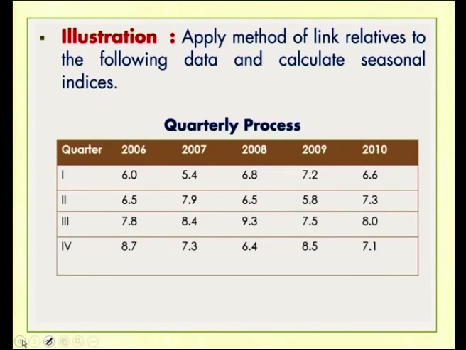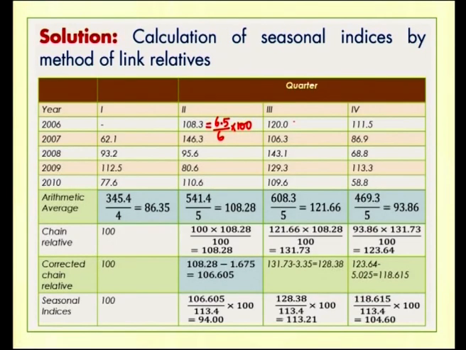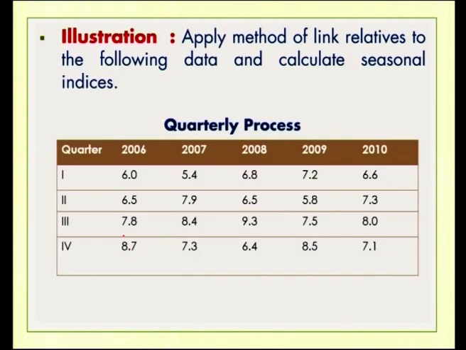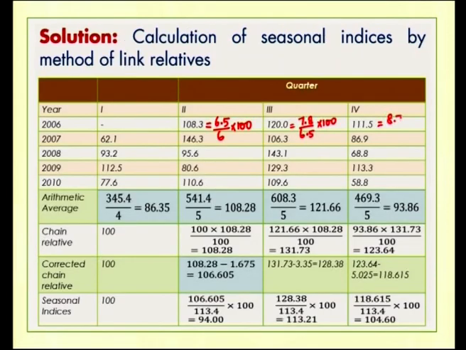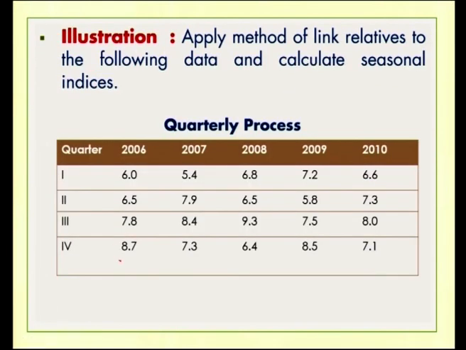Similarly, for the third quarter, the value is 7.8 and the previous one is 6.5. So, 7.8 by 6.5 into 100 for the third quarter. Okay, and similarly, fourth quarter 8.7 by 7.8 into 100. Similarly, for the year 2007, the first quarter value is calculated using the fourth quarter of 2006. The fourth quarter of 2006 is the previous one.